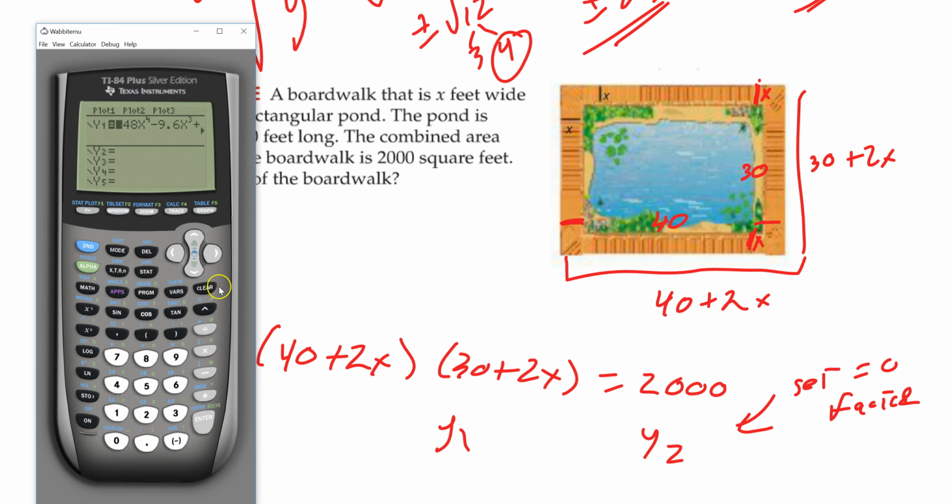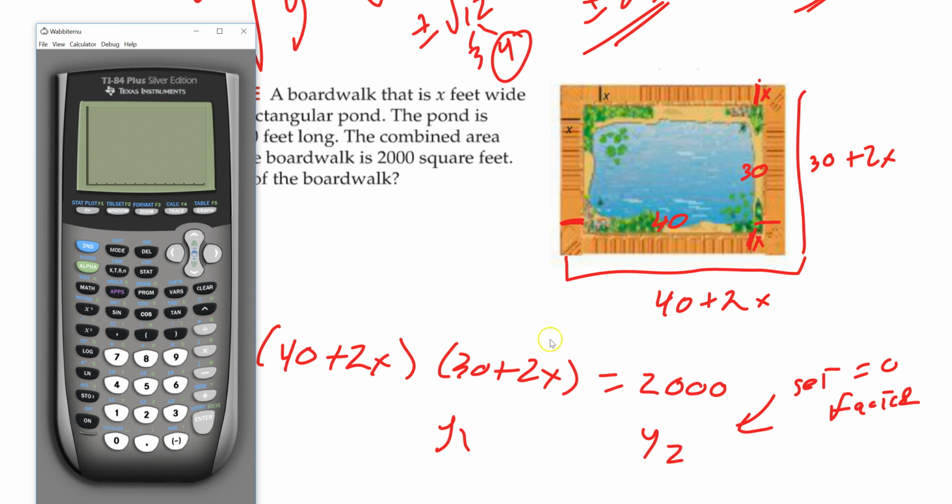So let's go to y equals, and let's type in this one for y1. I'm going to go 40 plus 2x times 30 plus 2x. That's my y1. And then over here, I'm going to put 2,000 as my y2. And now I'm just going to look for the intersection. Now here's the thing you have to worry about, because this is 2,000. You can see it right now after this stops thinking. I don't see a thing, right?